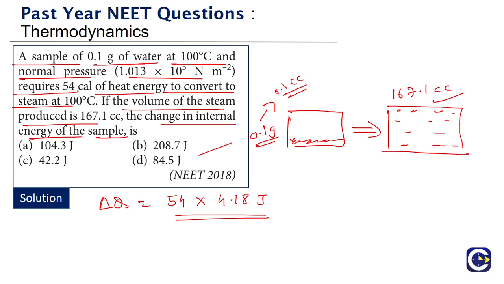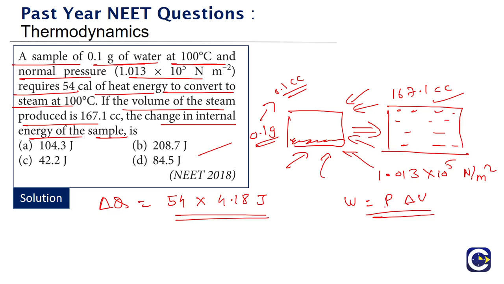Now there is an expansion that is happening, and this expansion is happening against the constant external pressure, which is the normal pressure. What is the value? 1.013 into 10 power 5 Newton per meter square, or pascals. So if the expansion is happening against a constant external pressure, W will be equal to what? P times delta V. Work done by the system will be P times delta V. Now P will be equal to 1.013 into 10 power 5. We are anyway considering everything in the SI system.